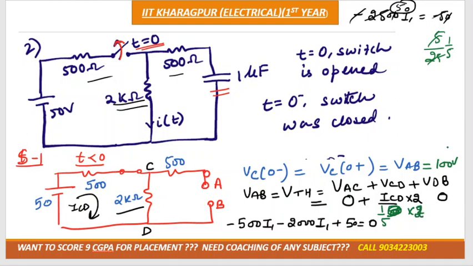Okay. So what is the value of VAB? Then in that case, 1000 divided by 5 into 5. VAB would be 400 volt.